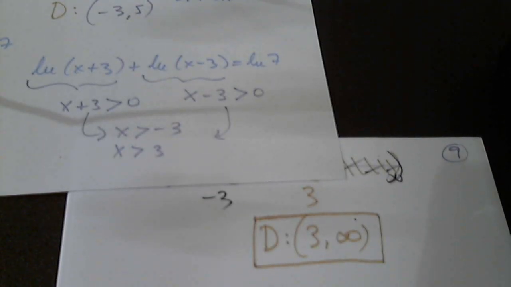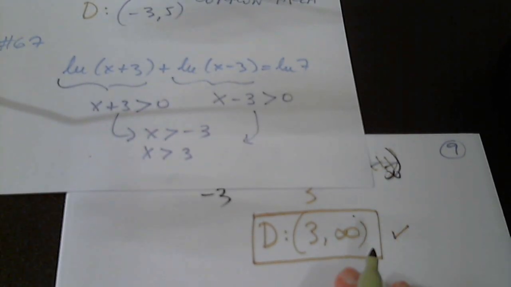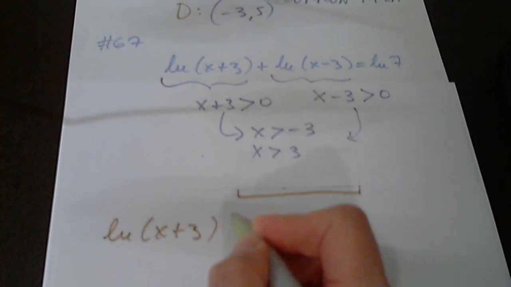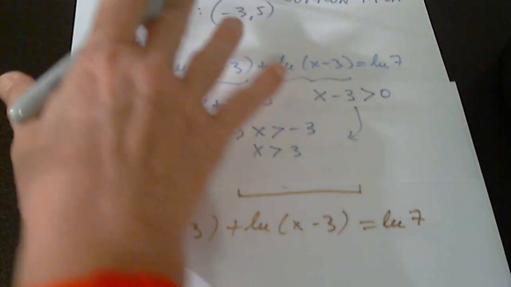I recommend this method. But again, you can solve the equation, but make sure at the end you go back to check. Okay, so we established where the solution should be. If there is a solution and it's not here, it's not the solution. Good. So now coming back to our equation, I will write it again. Natural log of x plus 3 plus natural log of x minus 3 equals natural log 7.